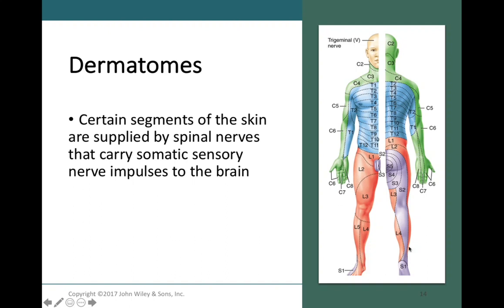Now, I'm not going to ask you to draw this map out on your test. I just put this picture here so that you can see the dermatomes, but I just want you to understand what dermatomes are. So the dermatomes are showing us different areas of our skin that are supplied by different spinal nerves. So spinal nerve L1 is the spinal nerve that brings in sensory information from this part of the skin. Spinal nerve C4 is going to bring sensory information from this part of the shoulder.